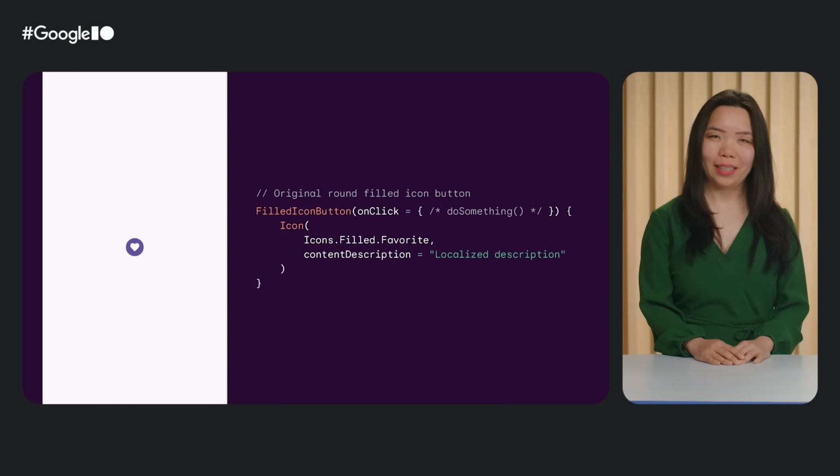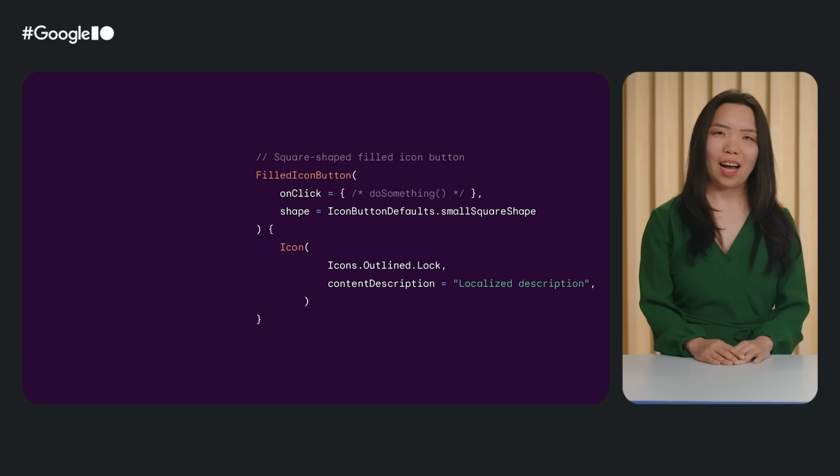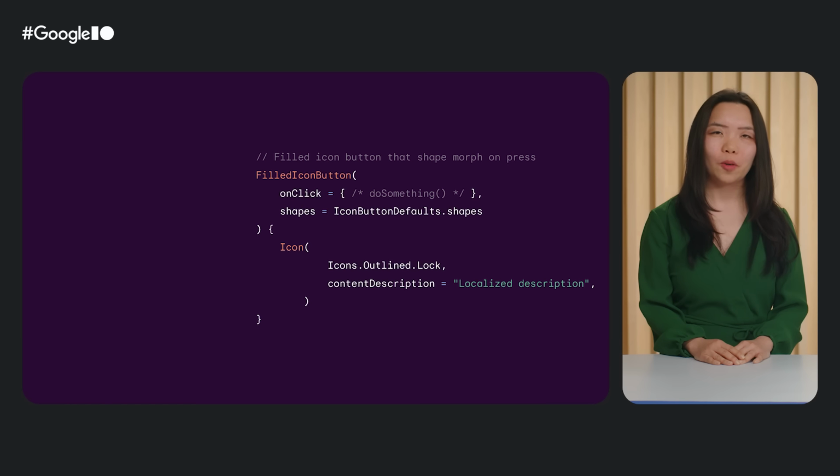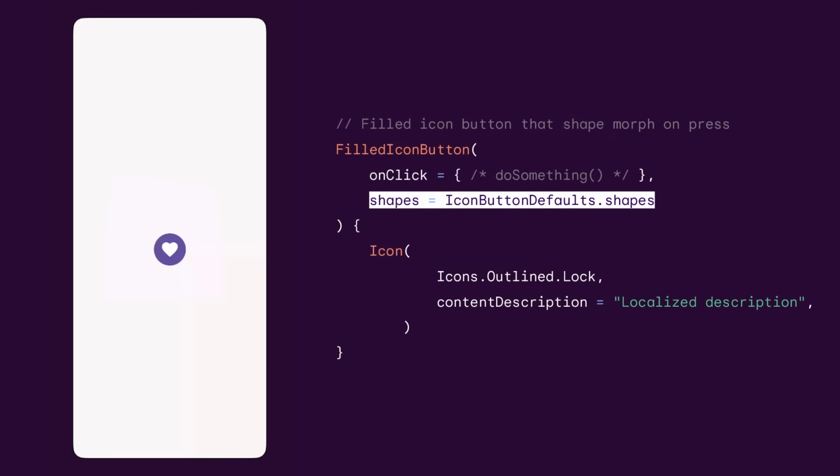Starting with a filled icon button, let's change it to have a square shape using the new shape parameter. Now you can see the icon button's container is squarish instead of round. Buttons now support shape morphing animation on interaction. For example, to animate the shape to a square on press, we can use the new Shapes parameter that performs a morph animation between different interactive states. For the commonly used small rounded icon button shown here, we provide a convenient default. On press, its shape morphs to a square, then morphs back to a circle on release.